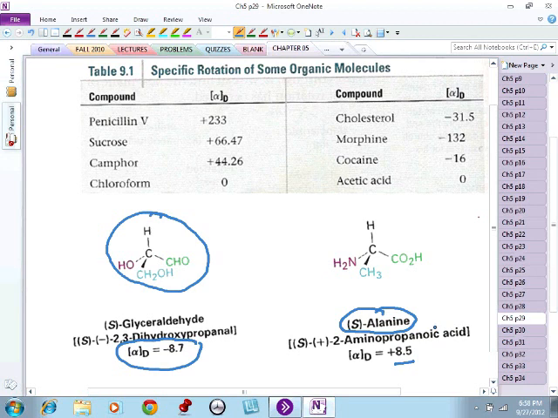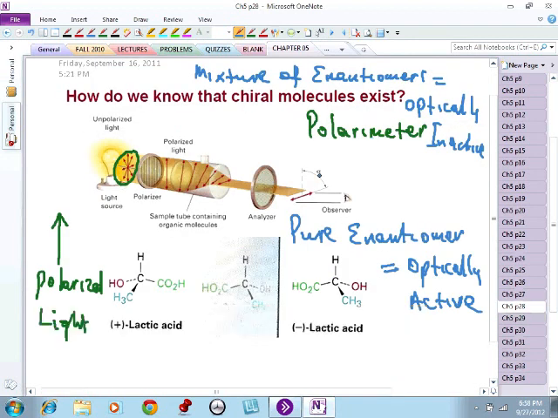The number simply tells us the extent to which that enantiomer rotates the plane polarized light. The degree to which that molecule rotates the light in one direction is what that number tells you. In other words, it is rotating this far to the right or this far to the left.